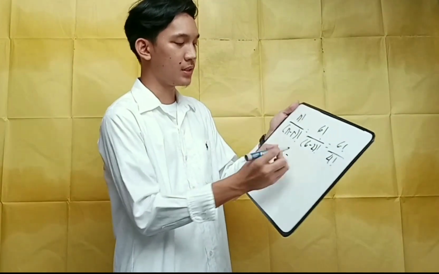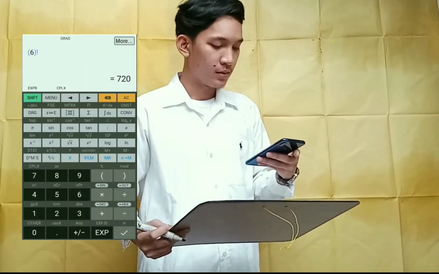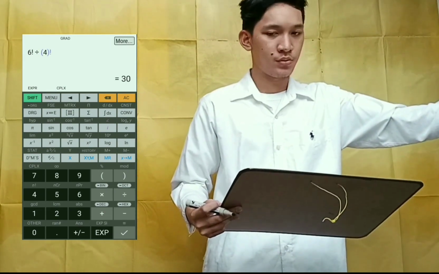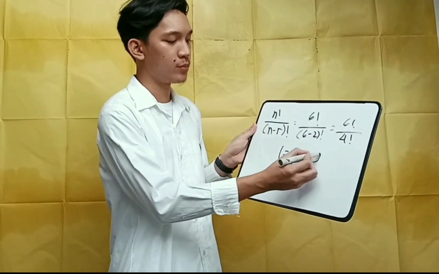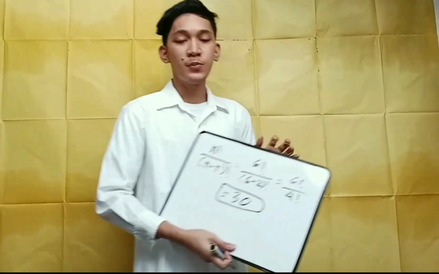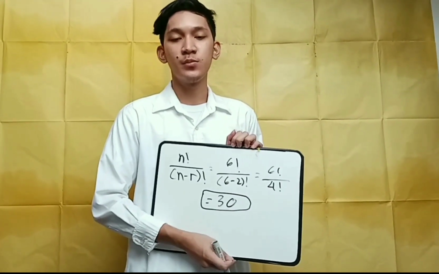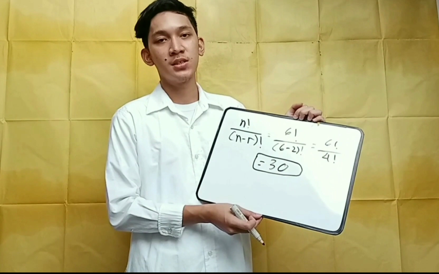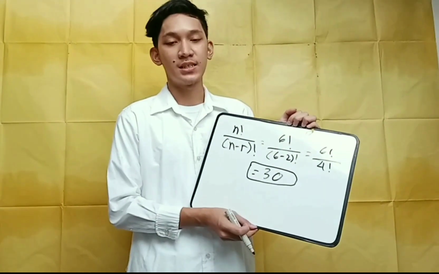So the answer is 6 factorial over 4 factorial, which is equal to 30 possible arrangements. Therefore, you can get 30 possible investment arrangements based on the 6 projects shortlisted by your analyst.